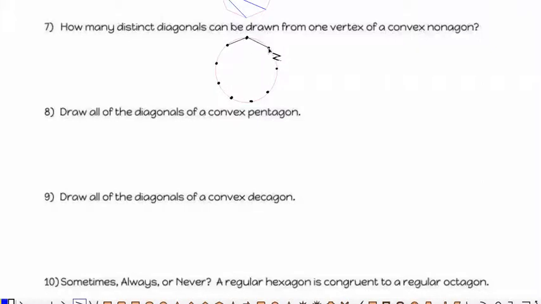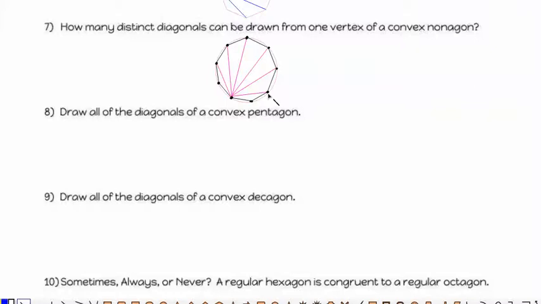1, 2, 3, 4, 5, 6, 7, 8, 9. And here we want to draw all of them from one vertex. So we start with our straight edge in our segment. I'm going to start down here on this bottom corner. 1, 2, 3, 4. Remember, diagonals connect vertices that aren't already connected by sides. So in that case, we get 6 different diagonals.